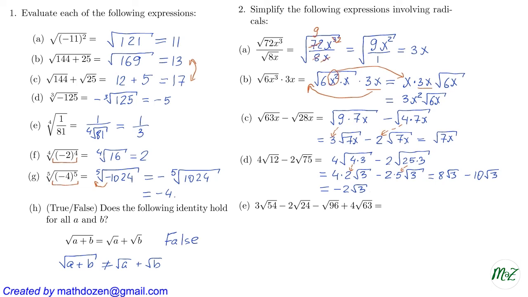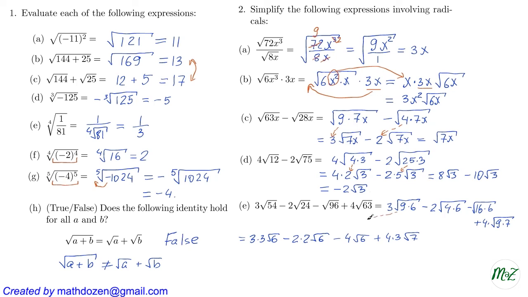Then in part E, we have 4 different radicals added or subtracted together. So we'll try to figure out any perfect squares out of this. So it's 3, then 54 is 9 times 6. 24 is 4 times 6, 96 is 16 times 6, and 63 is 9 times 7. So we can do a bunch of square roots. So the square root of 9 is this 3. The square root of 4 is that 2.